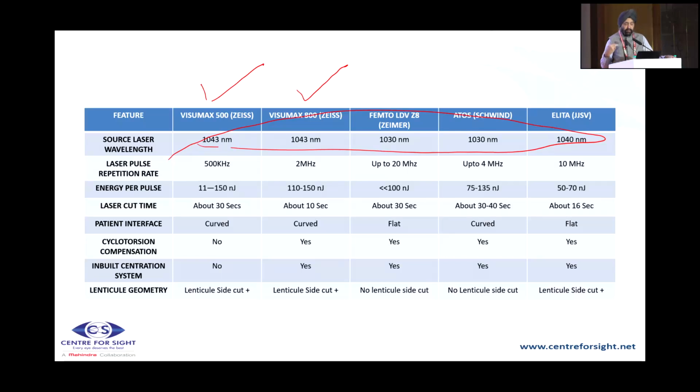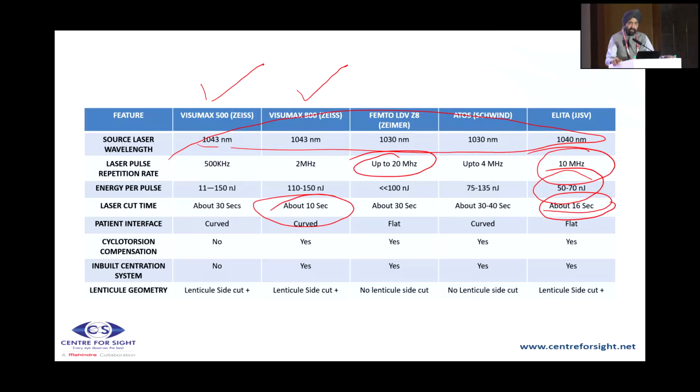The pulse repetition rate changes, and you can see that the fastest laser that you have is the Zimmer, which is 20 megahertz, and then you have Elita, and the energy per pulse you can see is the lowest in the Elita. So basically how fast it is, how much is the energy that is going in, and the total time that is taken for the lenticule to be formed is 16 seconds here, and it is about 10 seconds there. So the fastest, that means from the time taken, is the Visumax Pro, followed by the Elita.